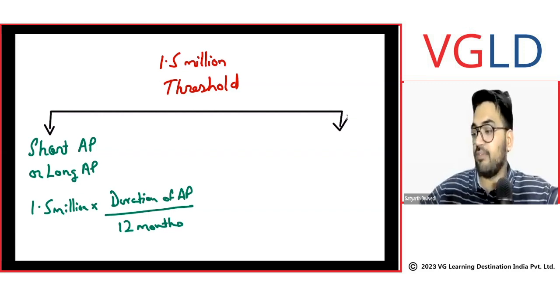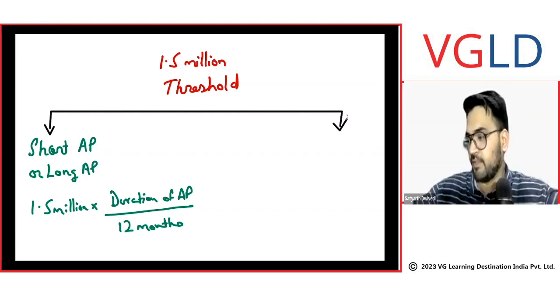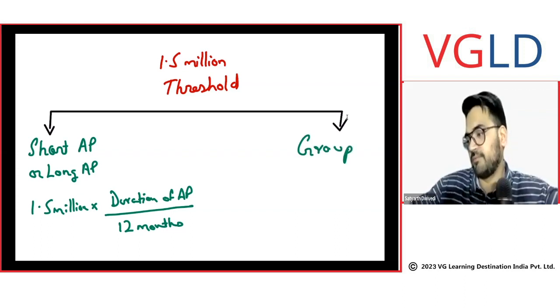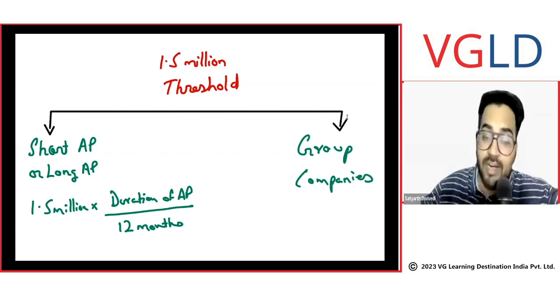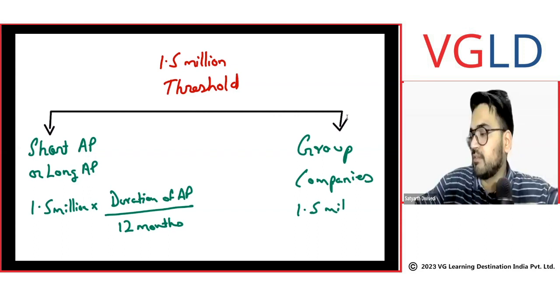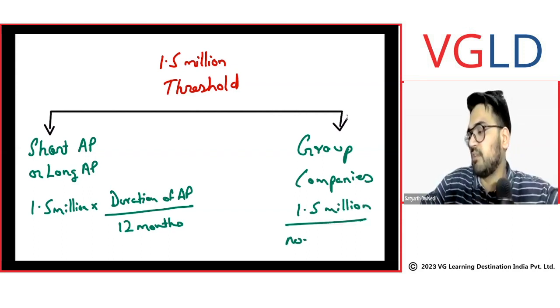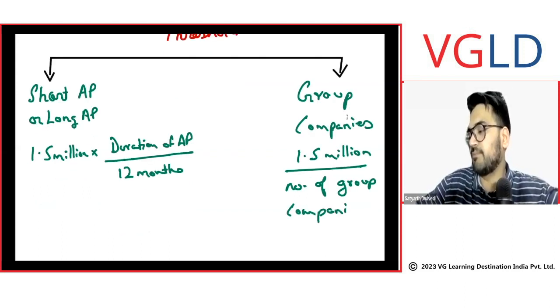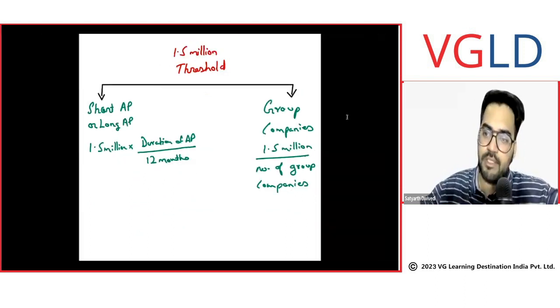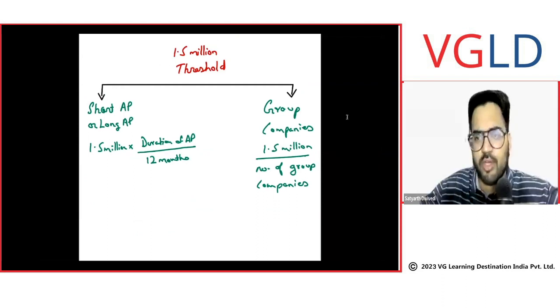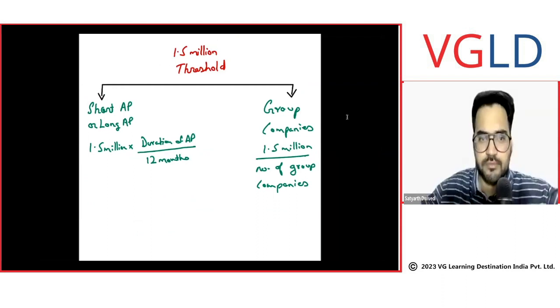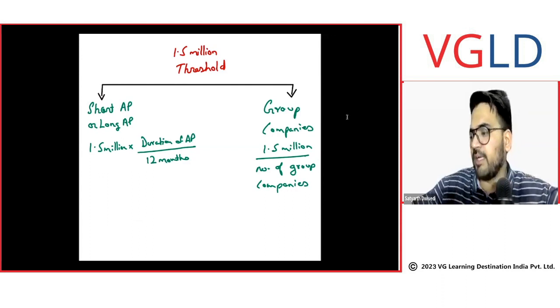Okay. Now if I have group companies, then what? So what I will do is divide 1.5 million by the number of group companies. Sir, for long AP the threshold amount will remain the same. Yes, 1.5 million will always be there. This 1.5 million does not change.